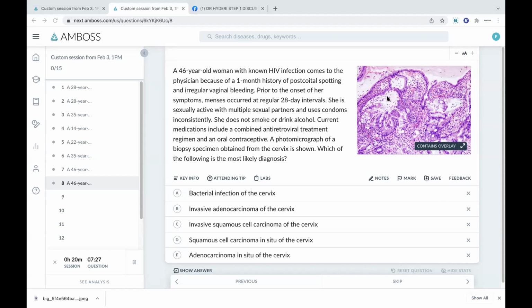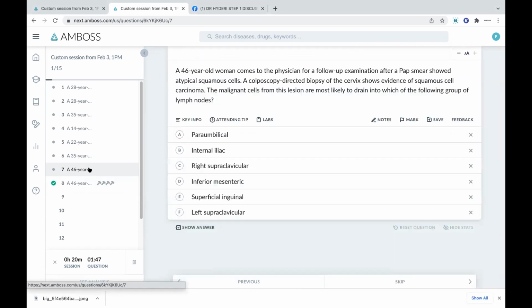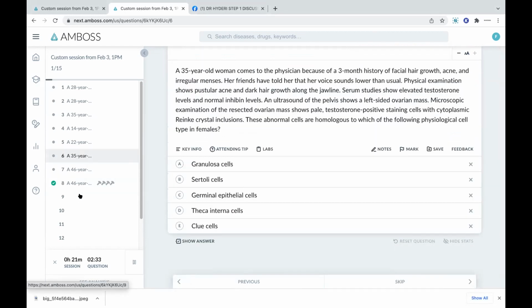Do you see glands over here? Yes or no? Do you see glands secreting mucus? Okay. Is this squamous cell carcinoma? No. Because if it was squamous cell carcinoma, then shouldn't we have seen keratin pearls and intercellular bridges? The answer is yes, right? This is adenocarcinoma. So invasive adenocarcinoma of the cervix. This is the correct answer. Okay. Are we clear? Yes or no?